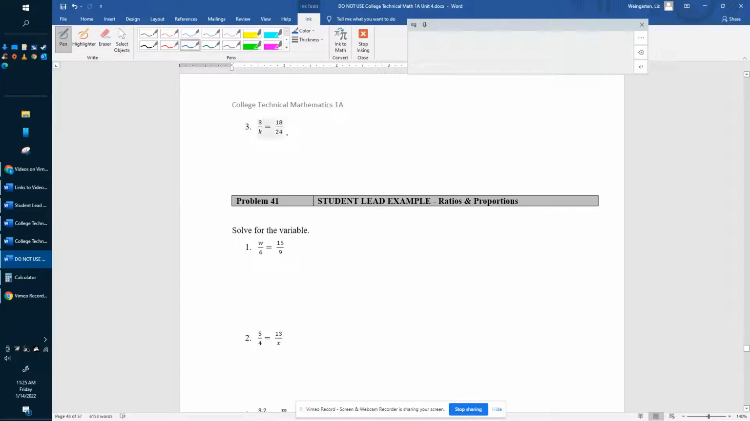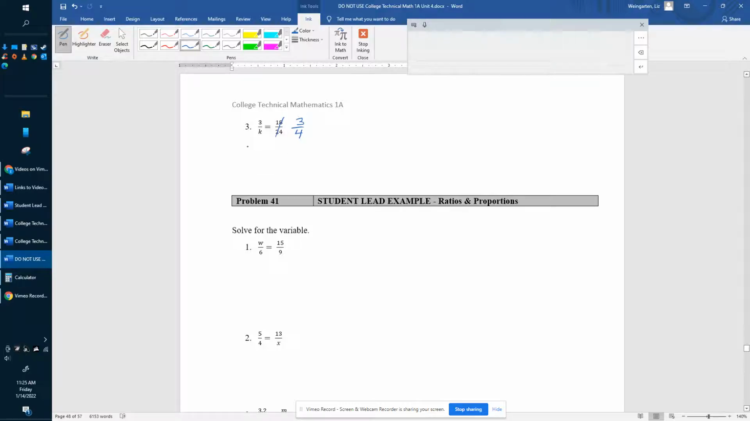Let's start by reducing this fraction. This fraction's kind of a nightmare. So 18 is divisible by 6, 24 is divisible by 6. We get 3/4 on this side. So at this point, do we need to cross multiply? We have 3 equals 3 on top, k equals 4 on the bottom, so k has to equal 4, right?